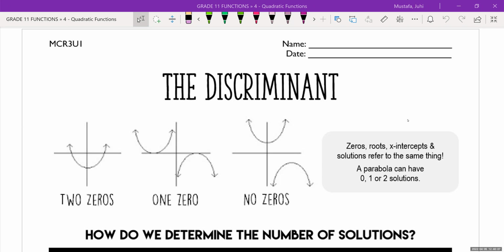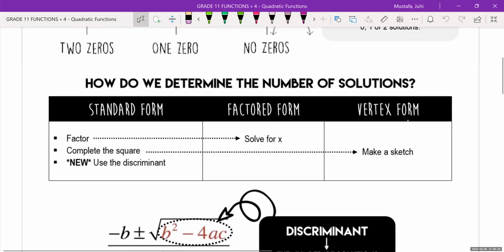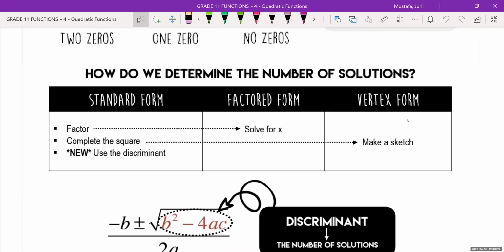As a review, let's remember that a parabola can have 2 zeros, 1 zero, or no zeros at all. We use the words zeros, roots, x-intercepts, and solutions interchangeably. They all refer to the same thing: you're solving for x. How do we determine the number of solutions without actually drawing the parabola every single time? Remember that question in handout A where I asked you to sketch it? Let's say it was in standard form and you couldn't sketch it and you didn't want to complete the square. There is a really easy way to figure out how many times the parabola is going to go through the x-axis, and that's what we're going to learn today.